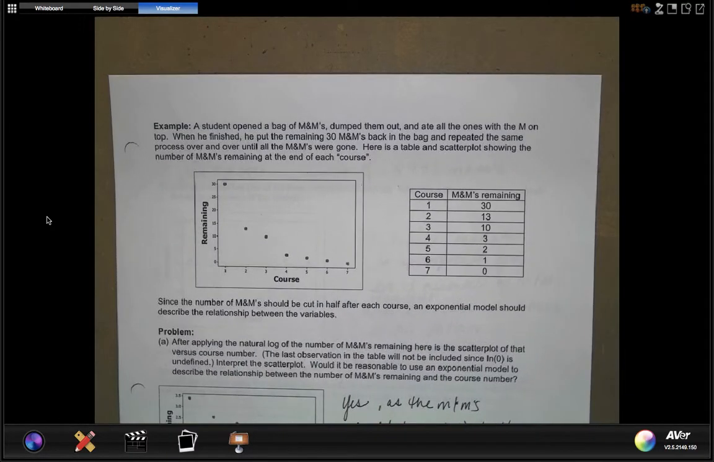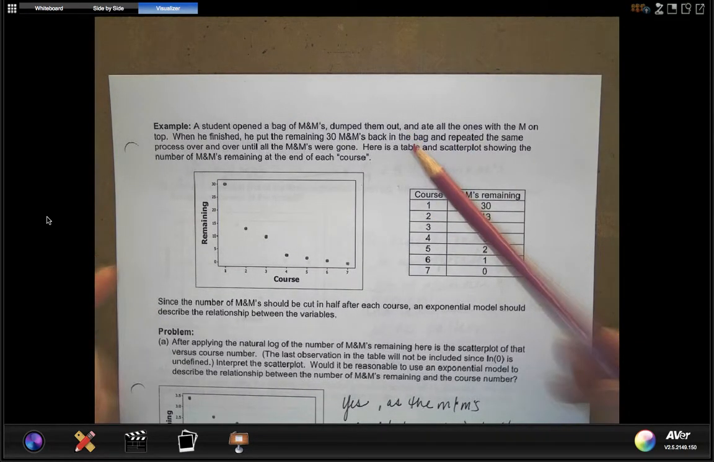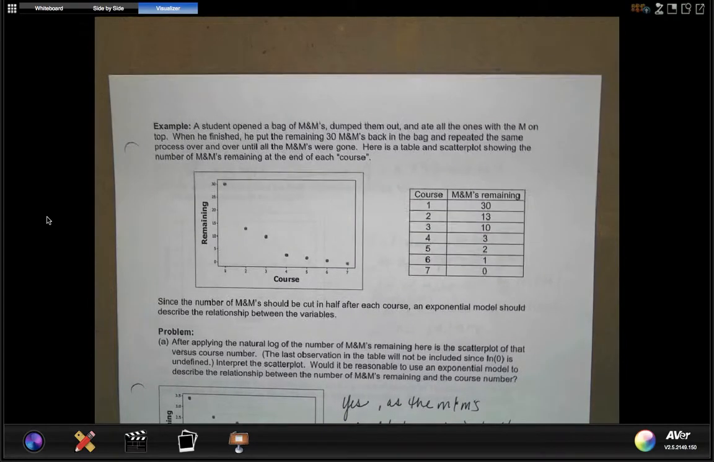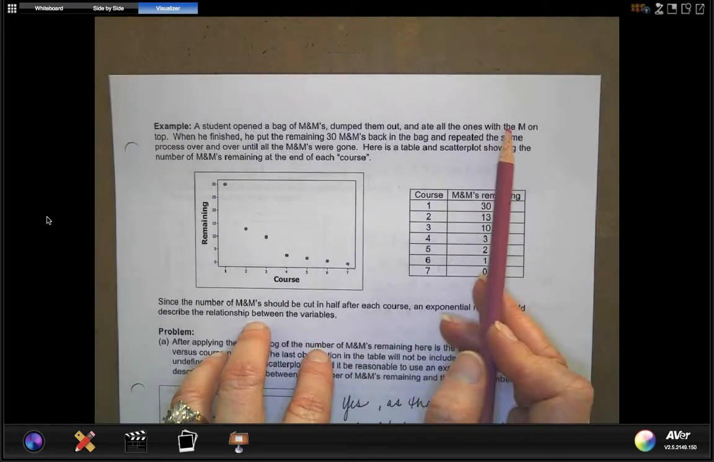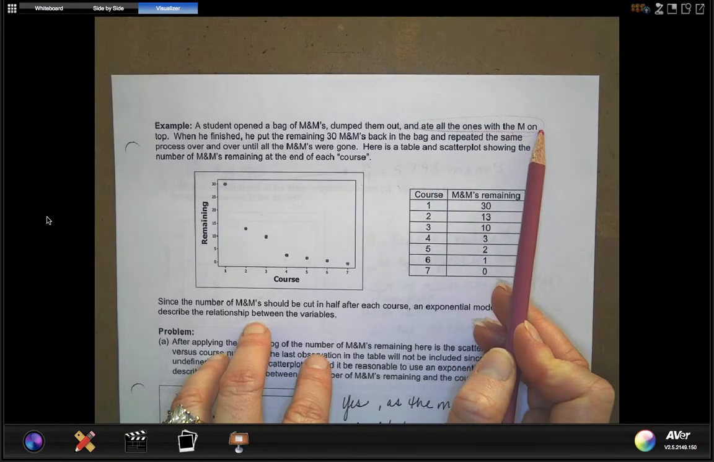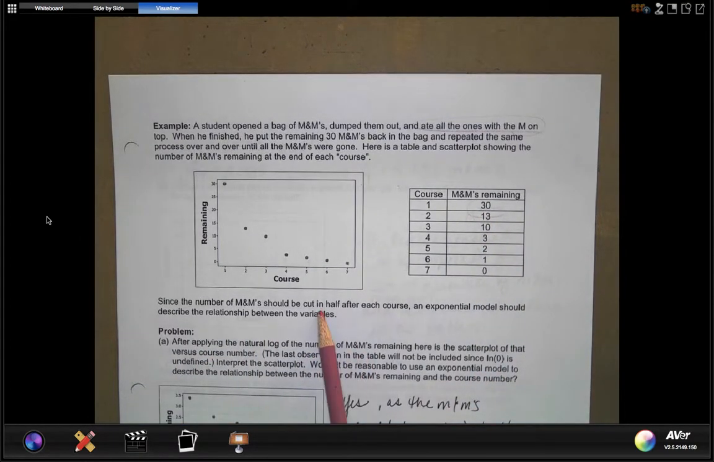In this example, this is one about M&Ms. So the kid's got a bag of M&Ms. He dumps them out. He's starting with the bag of M&Ms at course 0, then he dumps them out one time. In that first dump, he eats the ones that have an M on top, otherwise he puts the rest back. So the first dump he puts 30 back, then he's putting 13 back, then 10. So if you notice here, they're being kind of cut in half after each course. So an exponential model should describe the relationship between these two variables.